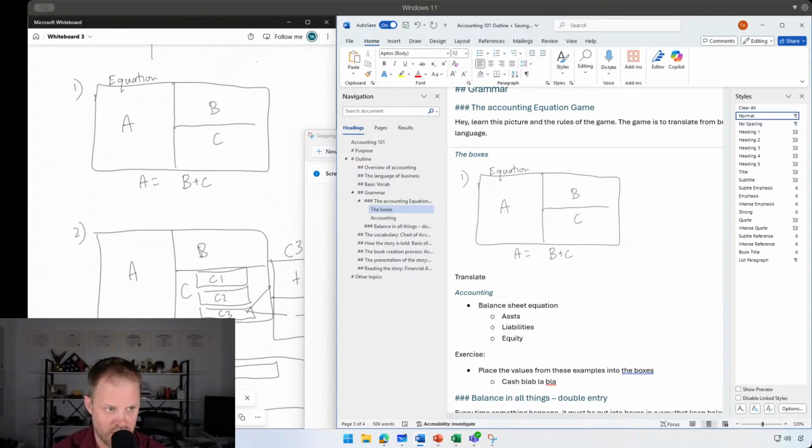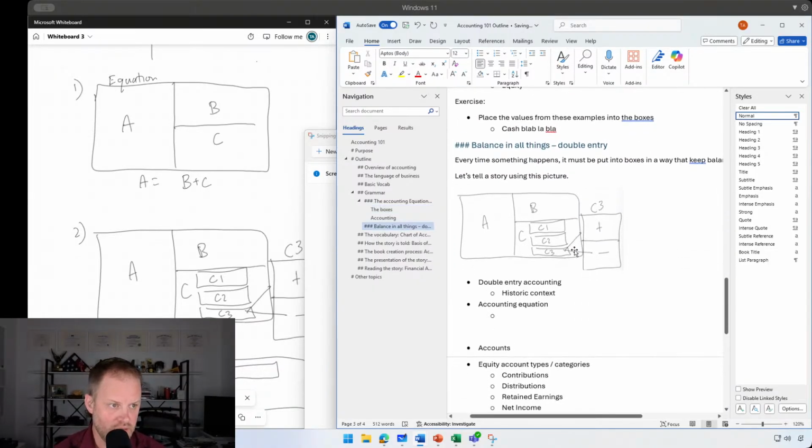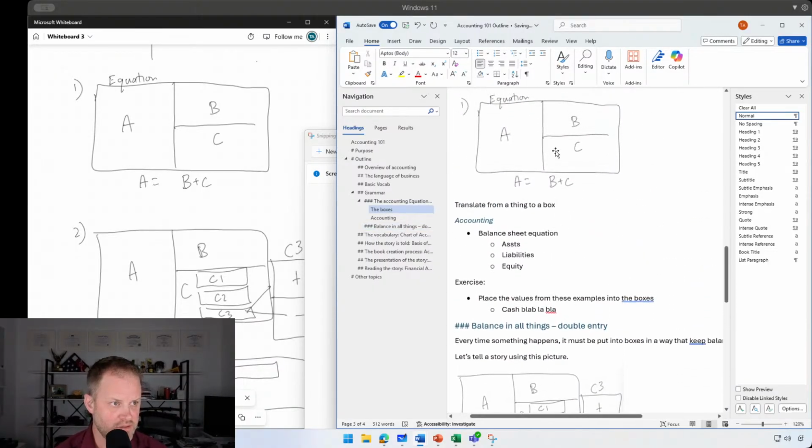Translate from a thing to a box. Then, all right, now let's introduce the idea of balance.